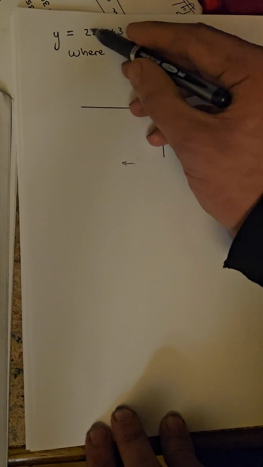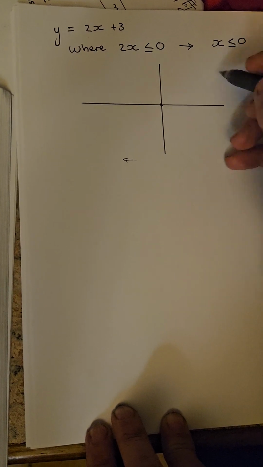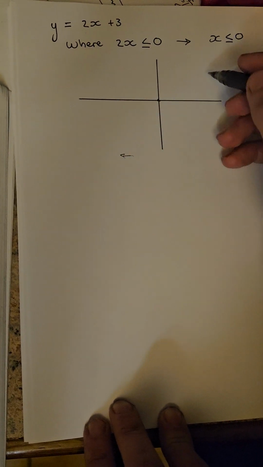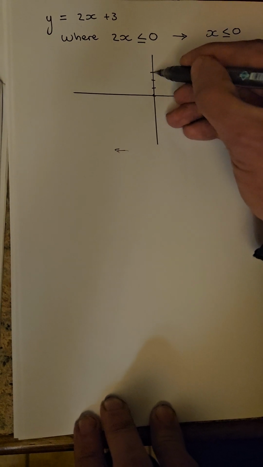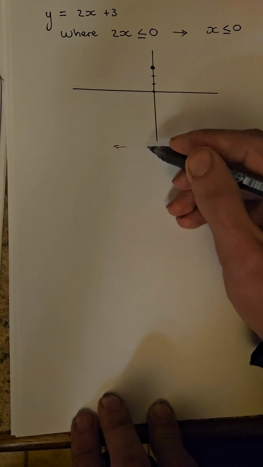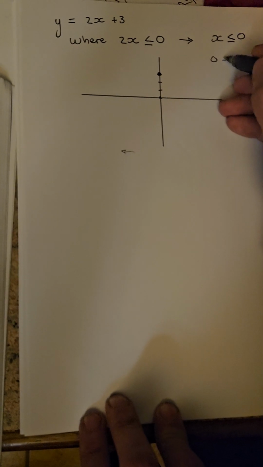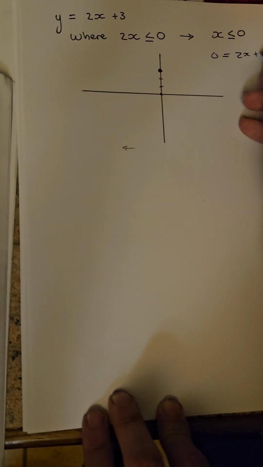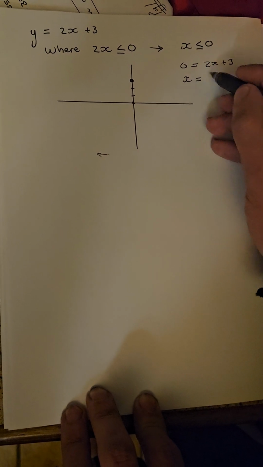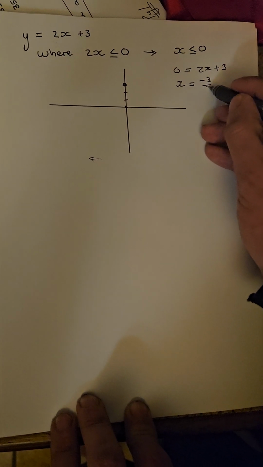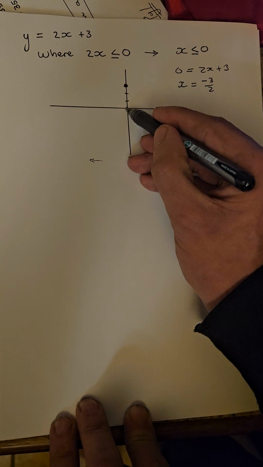Okay, now I can go and look at this line. I can either draw a table, or I can solve for it and say, okay, my y-intercept is 1, 2, 3. So I have 1 point. Solve for my x-intercept, 2x plus 3 equals 0, so x would be -3/2.